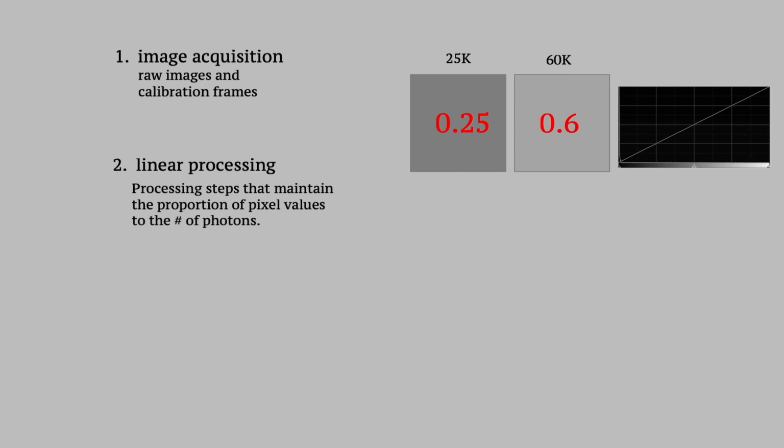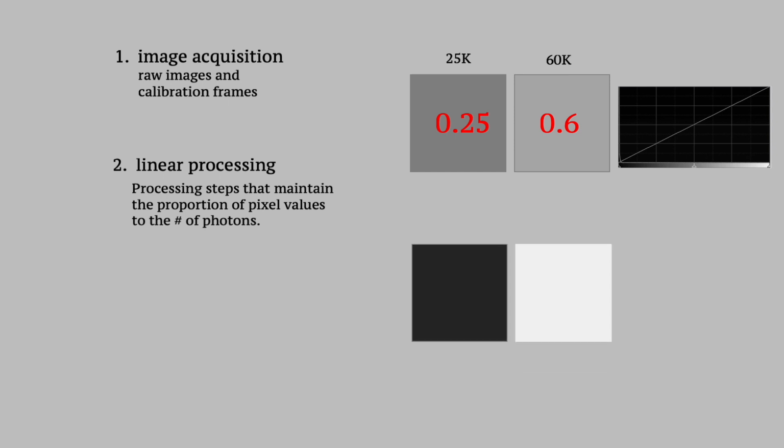And so we'll take the pixel on the left and make it a little darker, and the pixel on the right and make it a little brighter. And now let's say that PixInsight is assigning these pixel values, 0.05, so significantly darker than the original 0.25, and 0.9, significantly brighter than the original value of 0.6. We have more of a contrast.